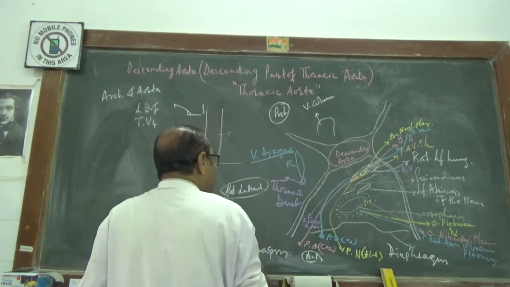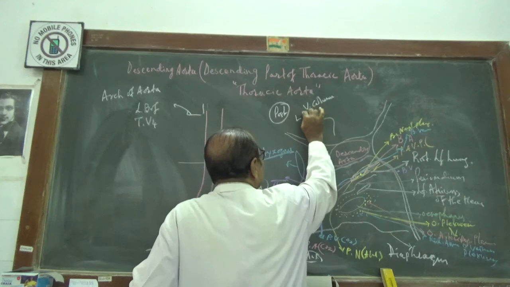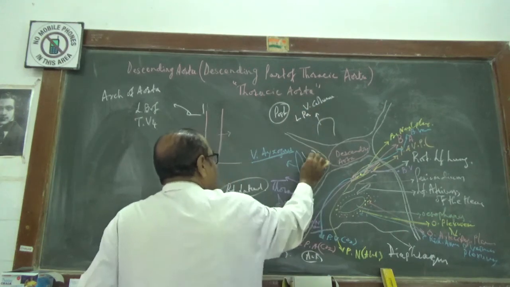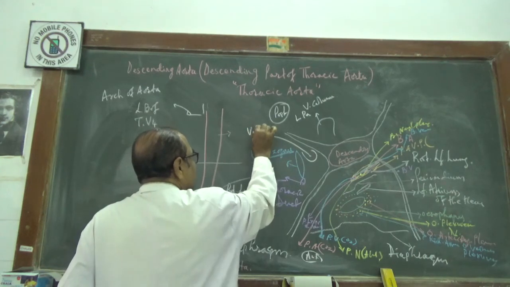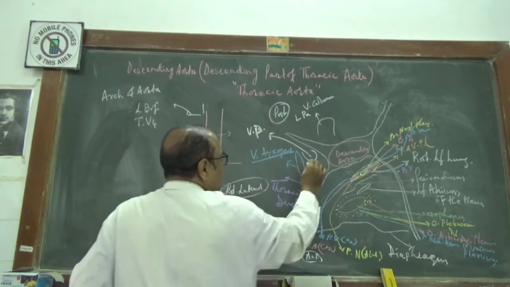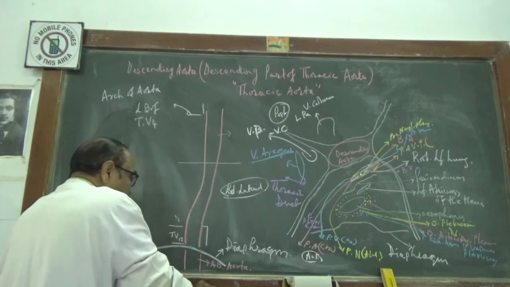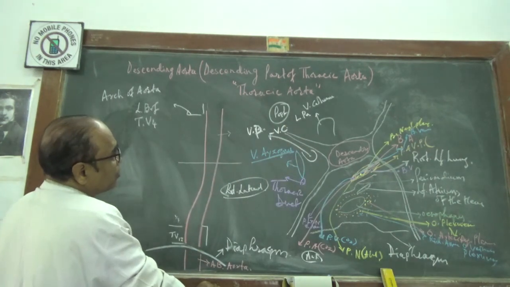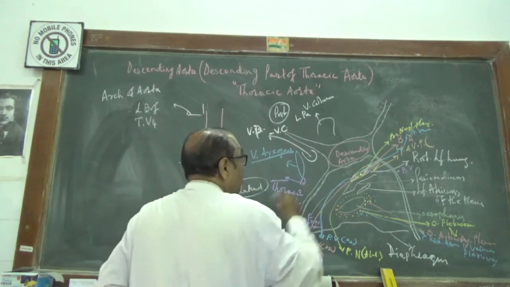Now this vertebral column is more in the lower part, but the vertebral column will be there on the right laterally also. This is at the upper part. This is the vertebral column. Other than that, you are going to get one more vein.